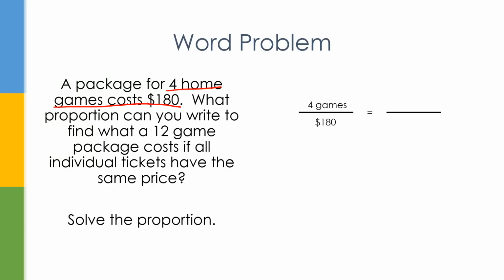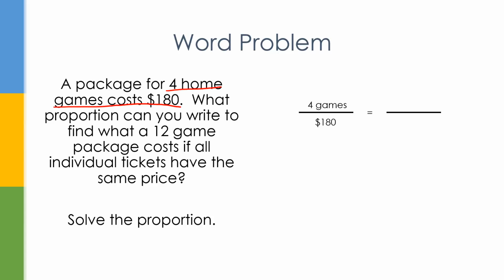Now the next thing that we have to do is make sure that we also set up the other ratio in the same way. And so if I have 4 games, if I'm talking about games in the numerator, then I also have to talk about games on the other side. Games need to also be in the numerator. Now on the bottom, I've got money, so I also need to have money in the denominator of our other ratio as well.